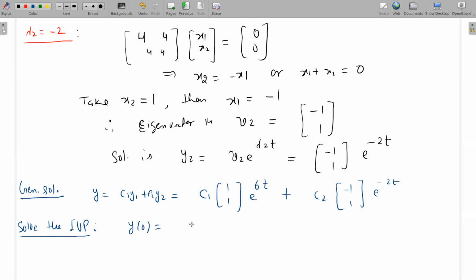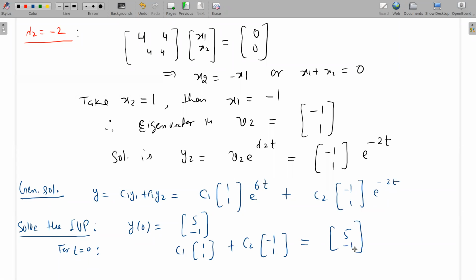y(0) equal to (5, -1). So fit it in the solution. So put t equal to 0 in the above solution here. So you got c1 (1, 1) e^(6t), that will be t = 0, 1, c2 (-1, 1), that is also e^(-2t), also 1. So that equals (5, -1).